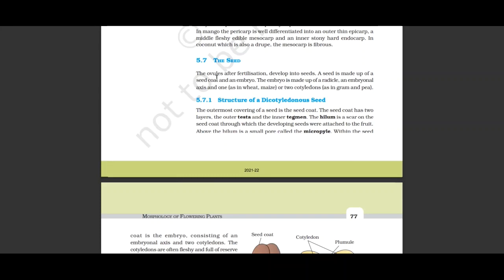Let us see the seed. The ovules after fertilization develop into seed. A seed is made up of a seed coat and an embryo. The embryo is made up of a radicle, an embryonal axis, and one cotyledon, as in wheat and maize, or two cotyledons, as in gram and pea.